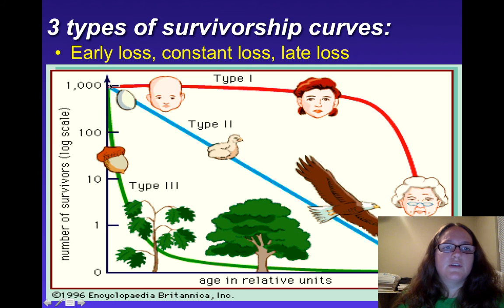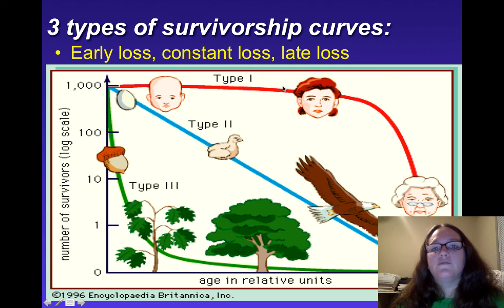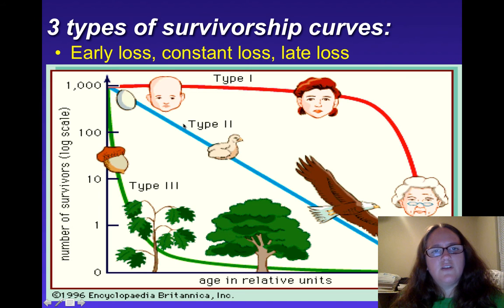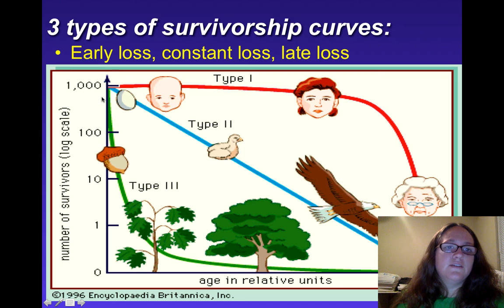So humans typically survive as young people, as babies. They survive for a good long time, and then eventually they'll die off at a good ripe age. Birds are kind of a constant loss, so there is just a linear loss going all the way down. And then with most insects and reptiles, a lot of babies are born, but a lot of them die very, very quickly.